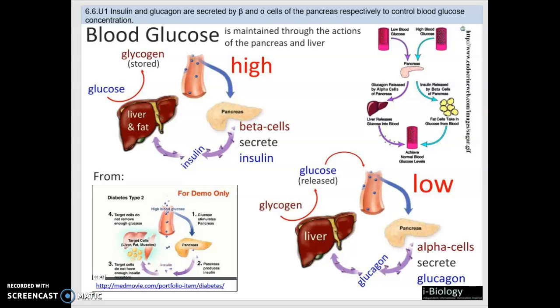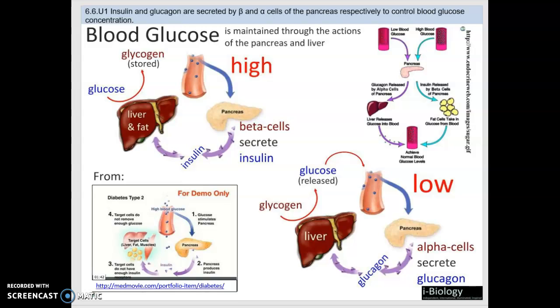glucose, which is in the bloodstream, and convert it to glycogen. Sorry, I get confused between the two. You think they could have named them differently, don't you? Glucagon and glycogen. So it's stored in the body as glycogen for when you need it.